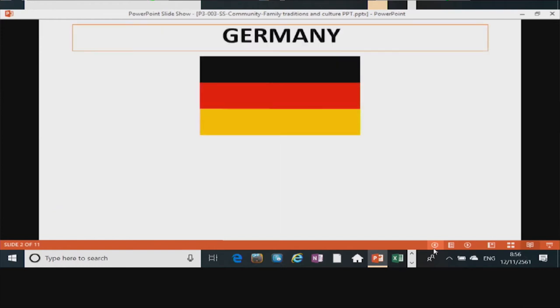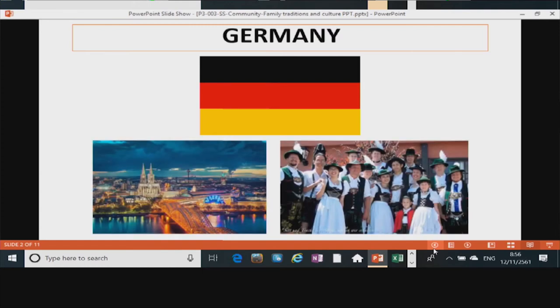So the first one. Anyone tell me what country this is? Germany. Can we say Germany? Germany. Okay, that's the German national flag. And here you can see a picture of a German city. That's a city in Germany. And here are some German people. Can you see the clothes they wear? Do we dress like this in Thailand? No. It's not Thai culture. It's German culture. These people are not from Thailand. They are from Germany.